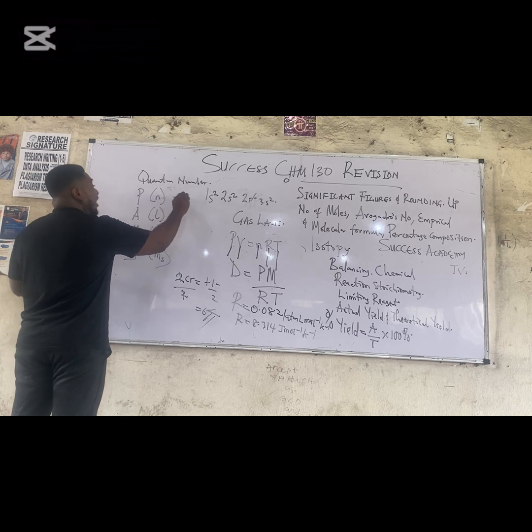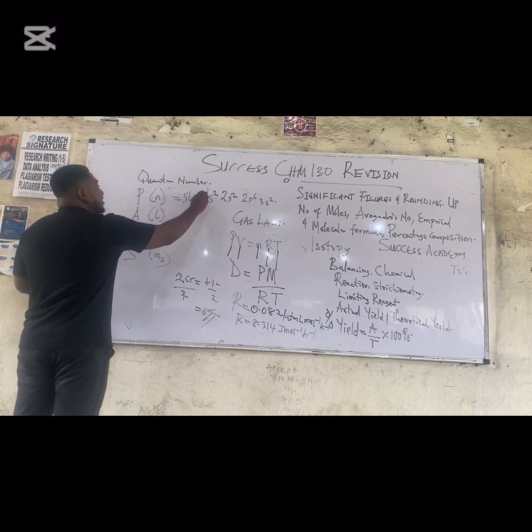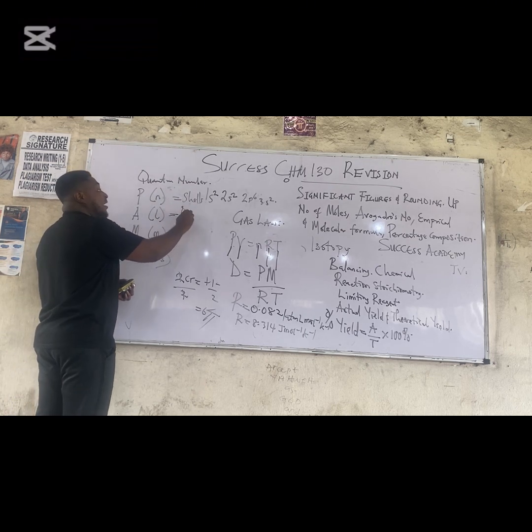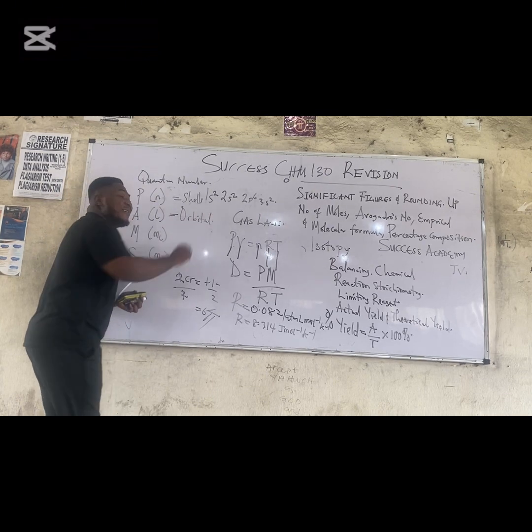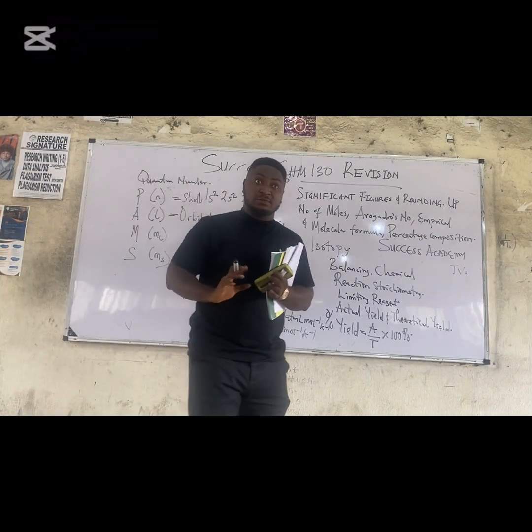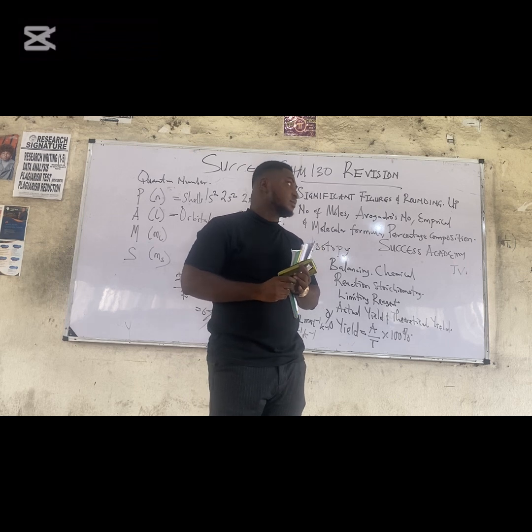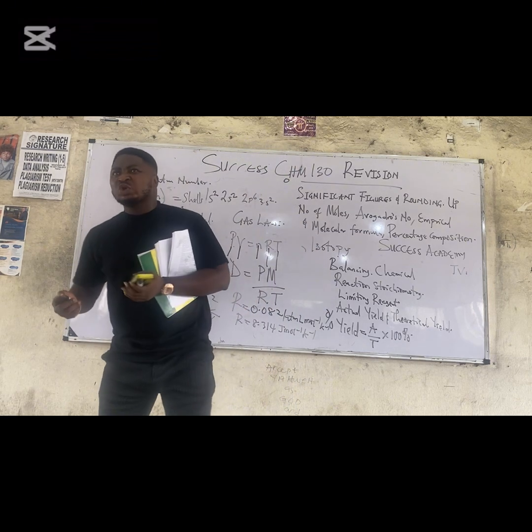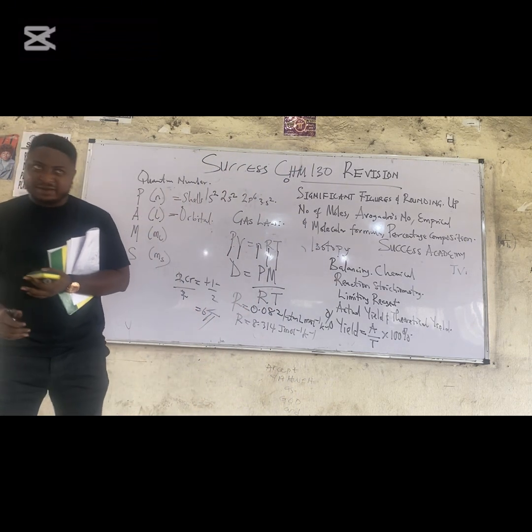Shells. The azimuthal quantum number talks about the orbital designation. Class, exam question: another name for the azimuthal quantum number is dash. It's also known as the subsidiary quantum number.